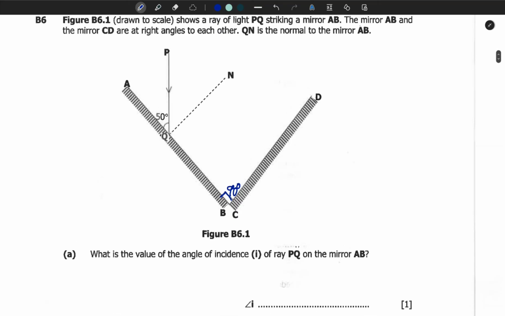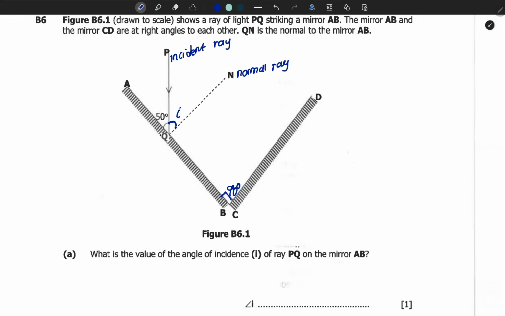So we need to identify where the angle of incidence is. So it is between the incident ray. So this is our incident ray. Then we have the normal ray. So the angle formed between these two lines is what we are looking for.